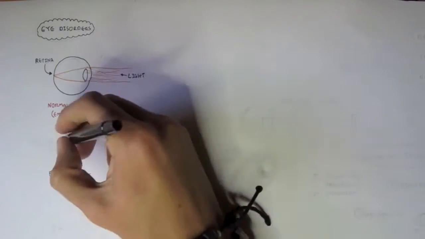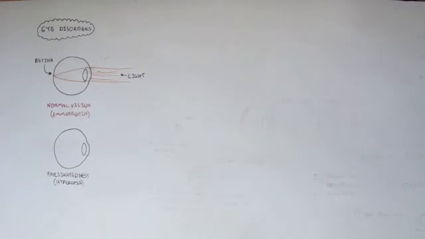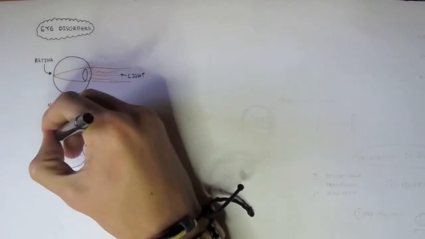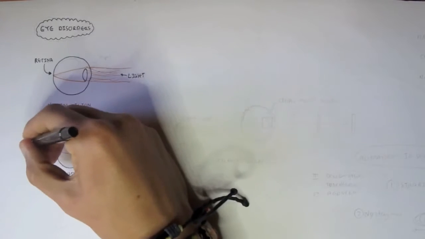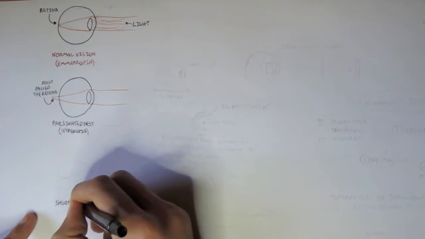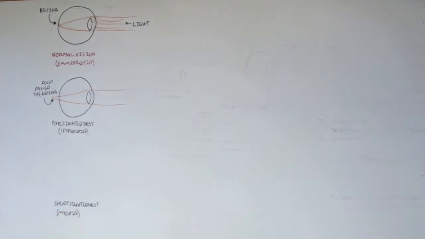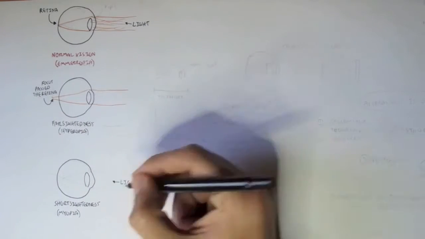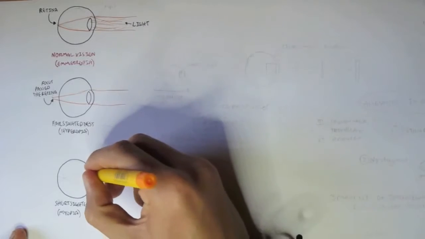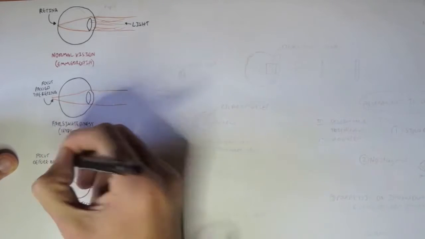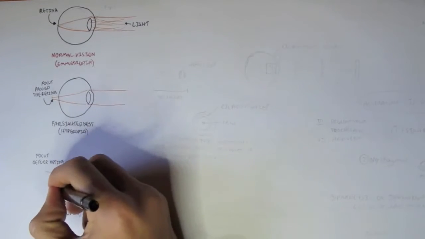However, there are eye conditions called farsightedness or hyperopia, where the light comes in again and the lens refracts it, but it doesn't focus it at the back, it passes the retina. So the actual focus is past the retina. And so this is known as farsightedness. There is another condition called short-sightedness or myopia. This is the opposite of hyperopia, where light enters the eyeball, and the lens refracts it, but refracts it before it hits the retina.